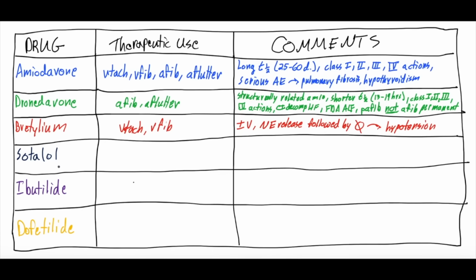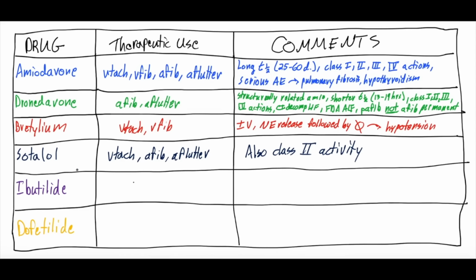All right, sotalol. You might recognize sotalol from our class 2 antiarrhythmic discussion as a non-selective beta blocker. It also has class 3 actions. It can be used for ventricular tachycardia, as well as atrial fibrillation and atrial flutter. And then just of note, as we talked about, it also has class 2, obviously beta blocker activity. So that's kind of the big comment there.